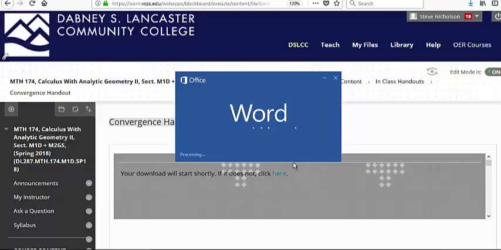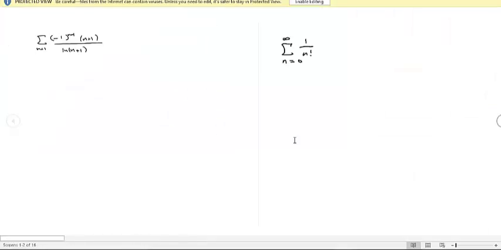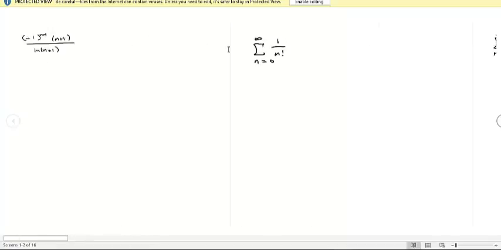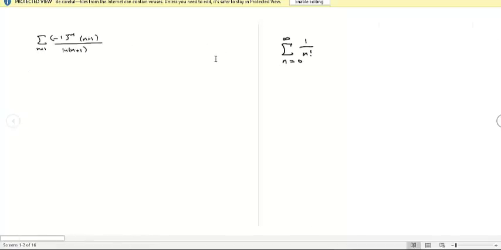So we were going through the handout, just kind of deciding which tests to use. While we're at it, we didn't do the second one, and that's because that one would involve the ratio test. So you can write that down, ratio test. Let me copy that to my smartboard thing.